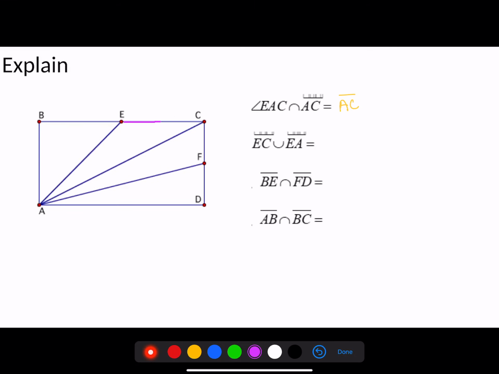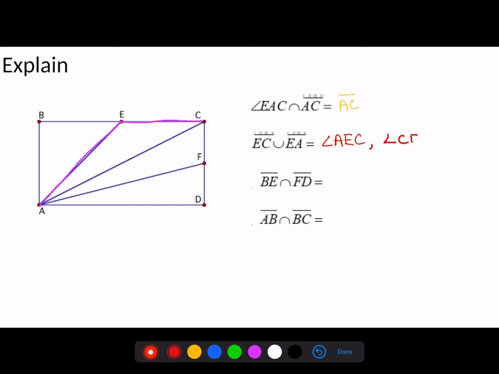All right, next one. We're finding the union. So union is what they create of EC and EA. So segments EC and EA. Well, if they're unioned, it's what they create. So what do they create? Well, they create an angle for us.